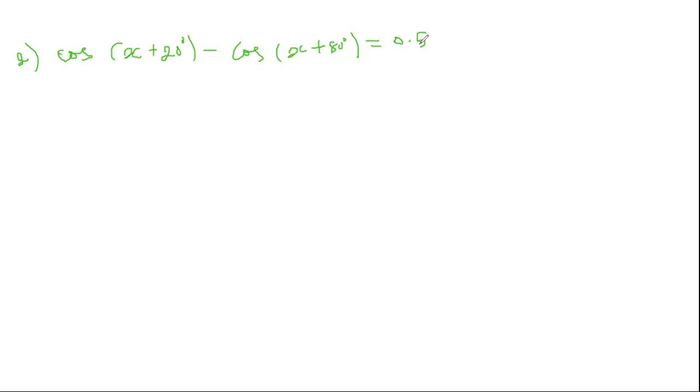Teacher, we shall first list the formula of cos minus cos, which is cos P minus cos Q equals negative 2 sine of (P plus Q) over 2, then sine of (P minus Q) over 2. Okay.